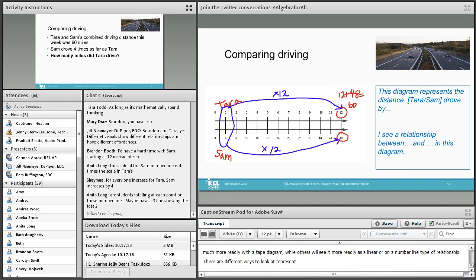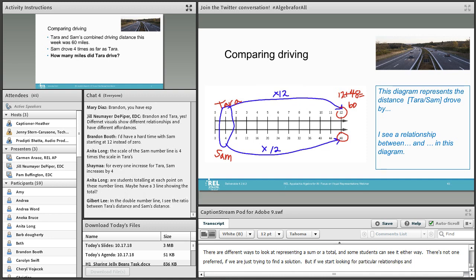There are different ways to look at representing a sum or a total, and some students can see it either way. There's not one preferred if we're just trying to find a solution, but if we start looking for particular relationships, and we want to, for example, think about constant rate, we can start to look at comparisons. For every 1 mile that Tara drives, Sam drives 4 times as many. You can start to see where those relationships can be seen here.